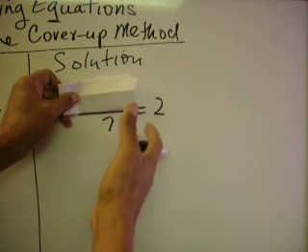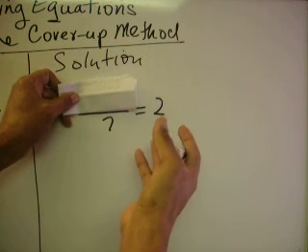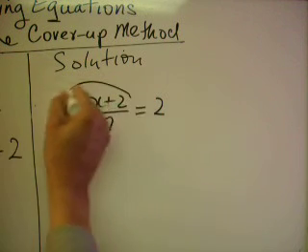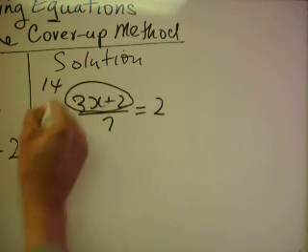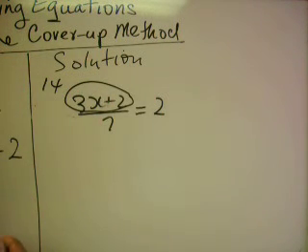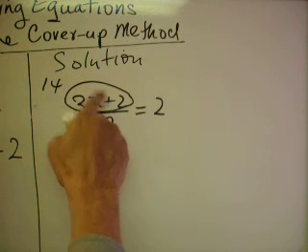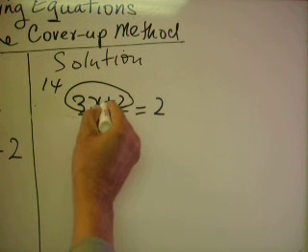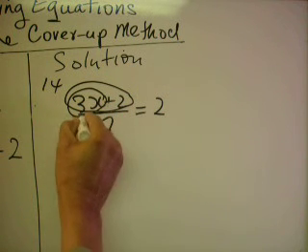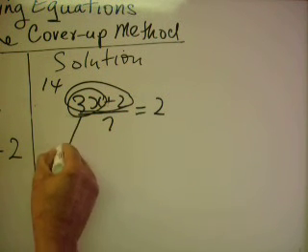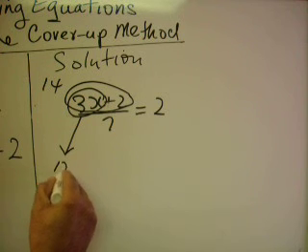So what must be the value of the expression on top? What number when divided by 7 is equal to 2? Well, I think we'll all agree that that has to be 14. Now, here we have 3x plus 2 equals 14. So the question is, what number plus 2 will give us 14? And you will agree that that number must be 12.